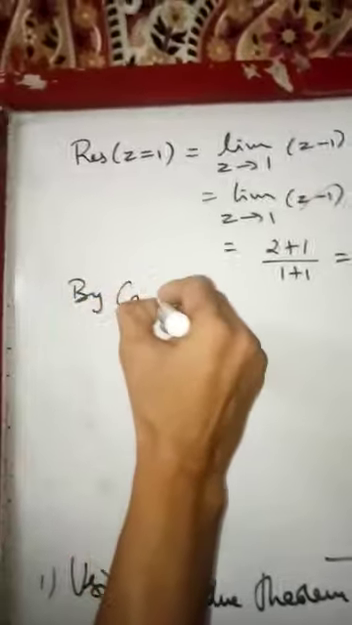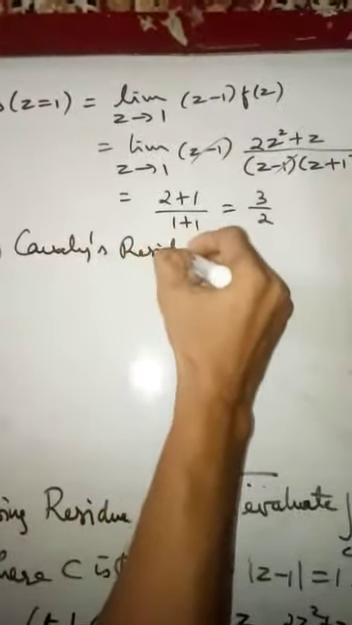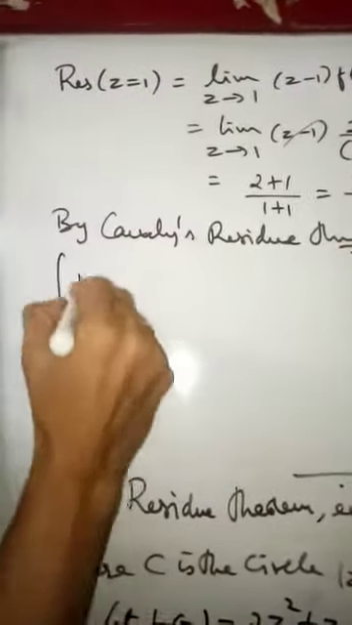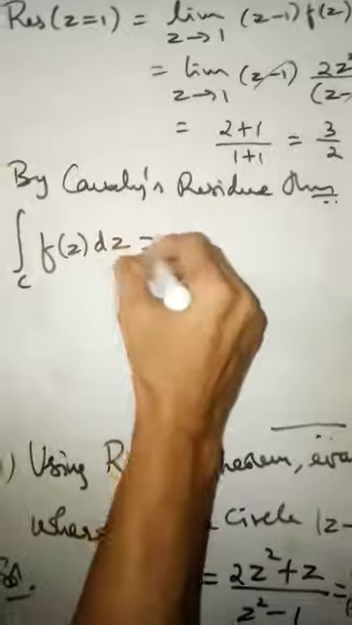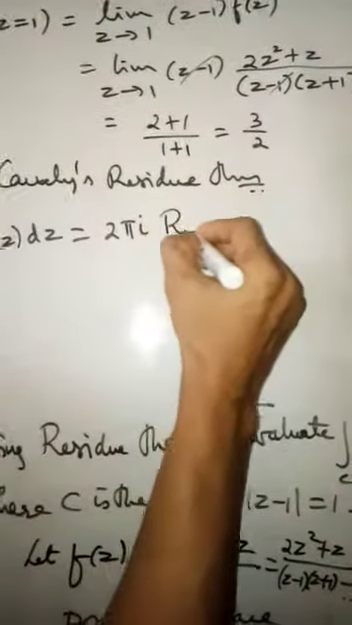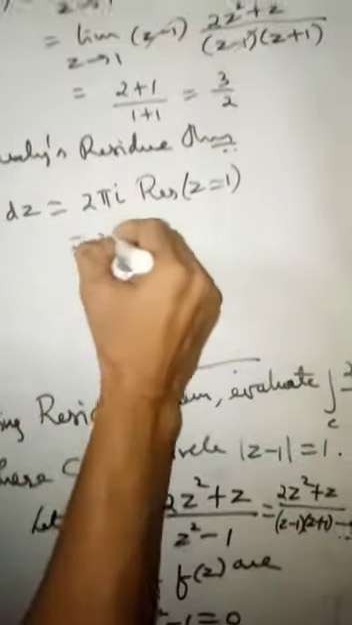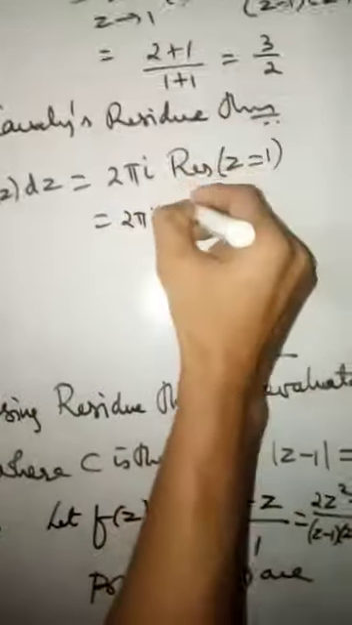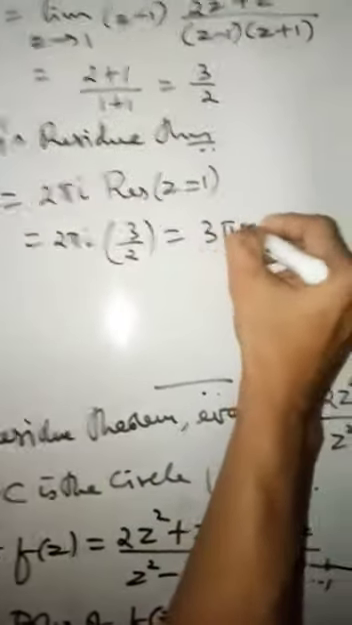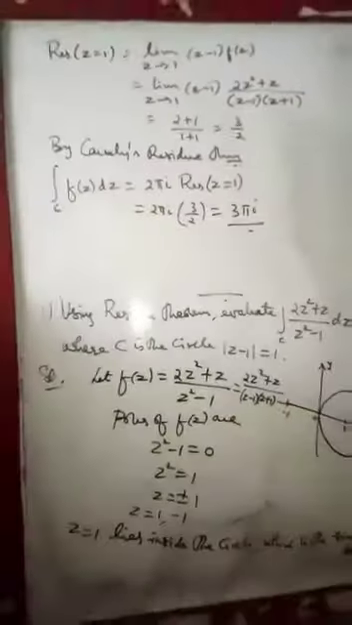So by Cauchy's residue theorem, so what is the statement? Integral over C f of z dz equal to 2 pi i into sum of residue. Here you have only one residue at z equal to 1. What is this value? 3 by 2. So 2 get cancelled, 3 pi i. This answer. So this completes the problem.